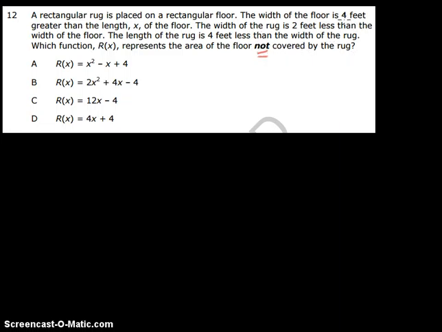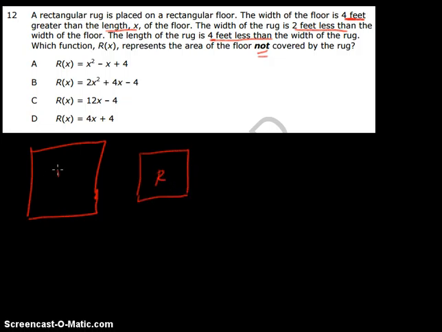So the information that we have is we got the width 4 feet greater than the length, which is x, and the width of the rag is 2 feet less than the width of the floor, and the last information is the length of the rag is 4 feet less than the width of the rag. So the first thing that we need to do is draw two rectangles. The first rectangle represents the floor, and the second rectangle represents the rag. So I'm going to call this F for floor, R for rag.